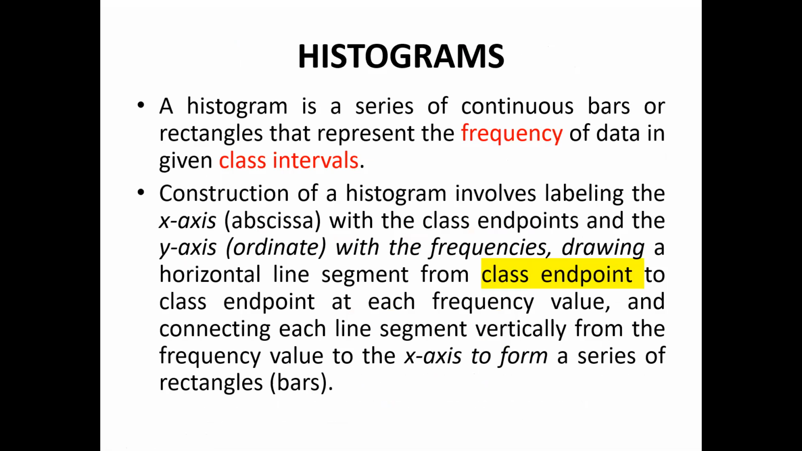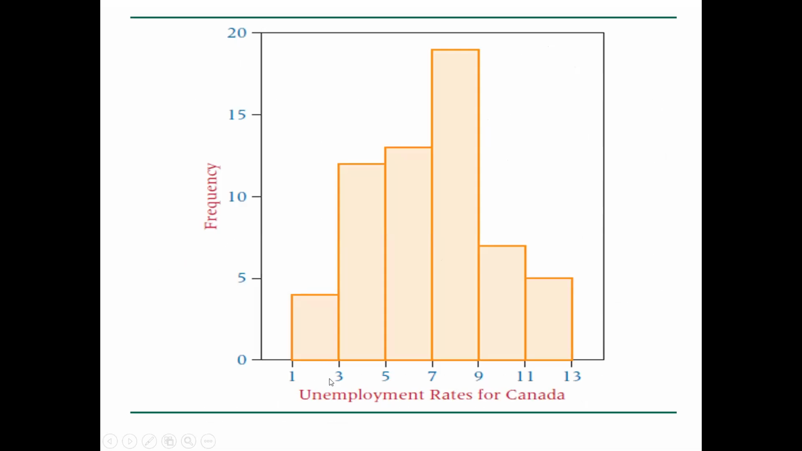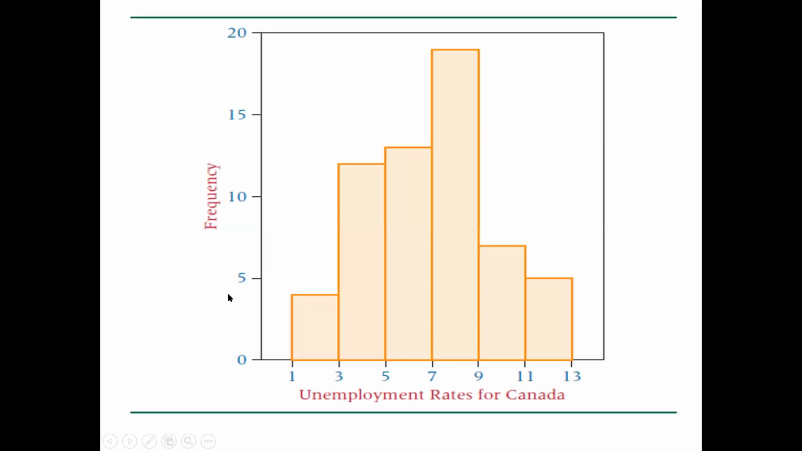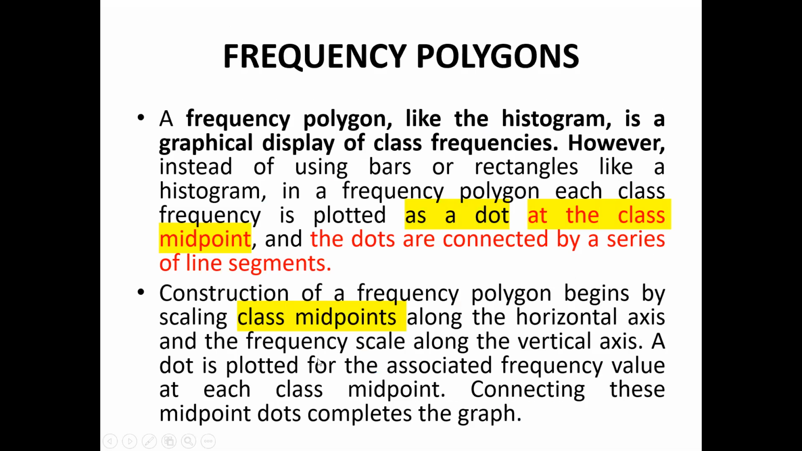So construction of a histogram involves labeling the x-axis with the class endpoints. So this is the x-axis, class endpoints 1, 3, 5, 7. These are the endpoints of your class interval, and the y-axis with the frequency. So the y-axis is your frequency. Scale along the vertical axis.